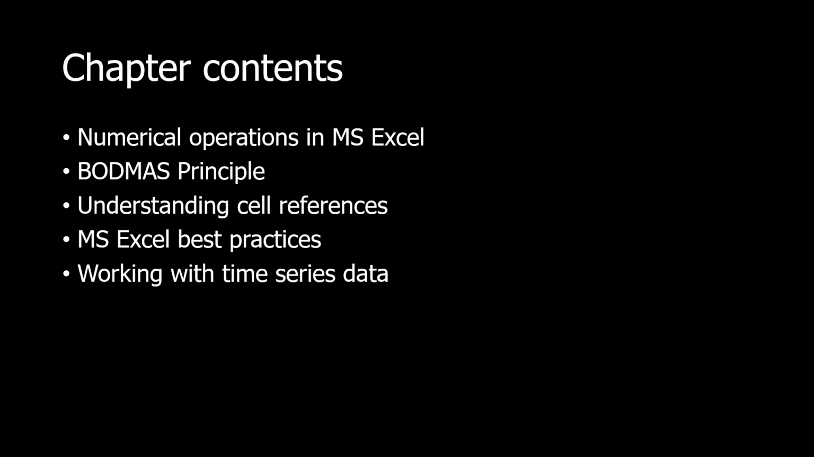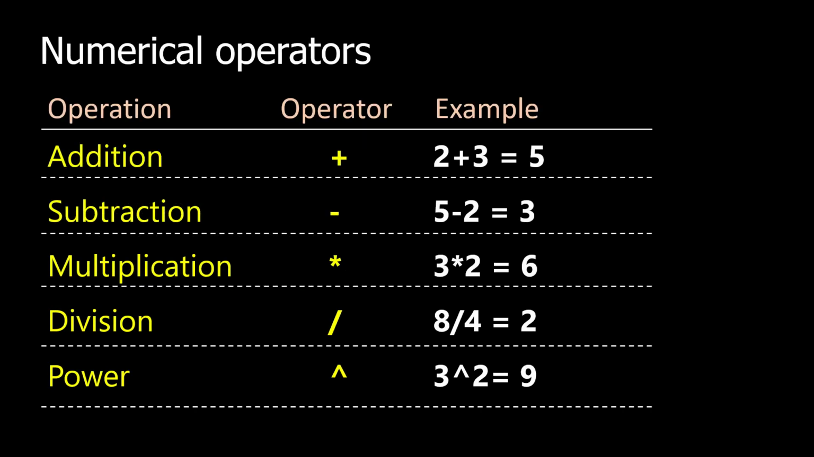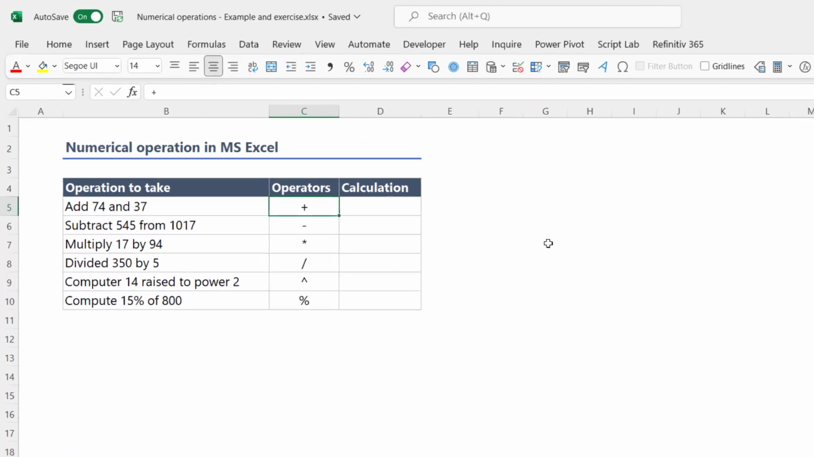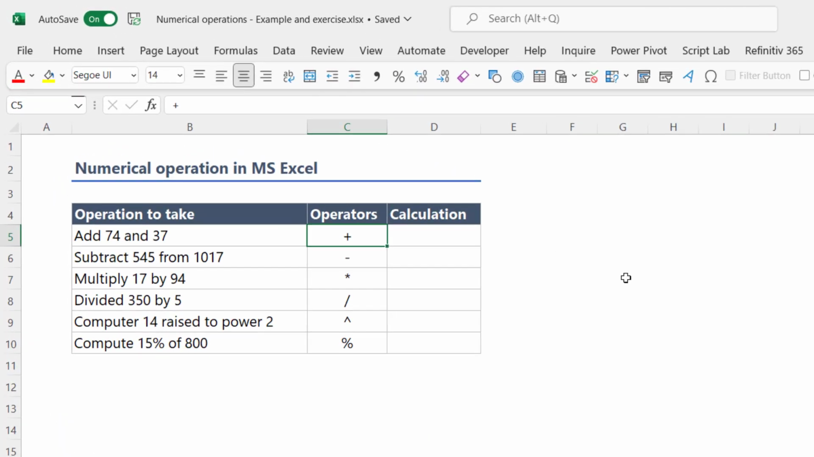Now, when it comes to numerical operations, how do we do it? Rather than taking it to you with a presentation, I'll directly jump to Excel. Now in Excel, addition is done using a plus sign. So for example, if I were to add 74 and 37, the formula we're going to do is equals 74 plus 37. Keep in mind, every formula that you're typing in Excel has to start with the equal to sign. Now we've got the answer.